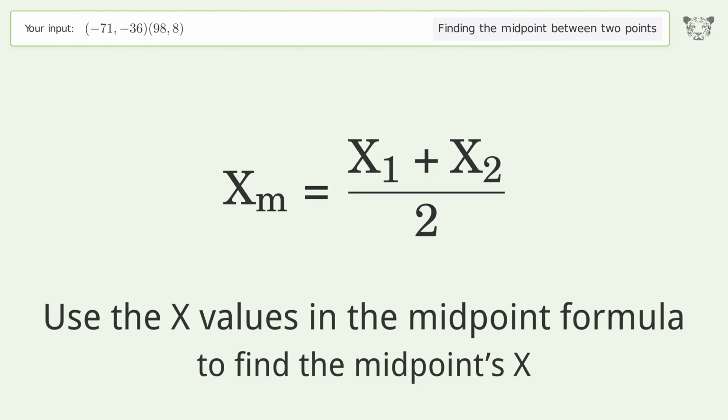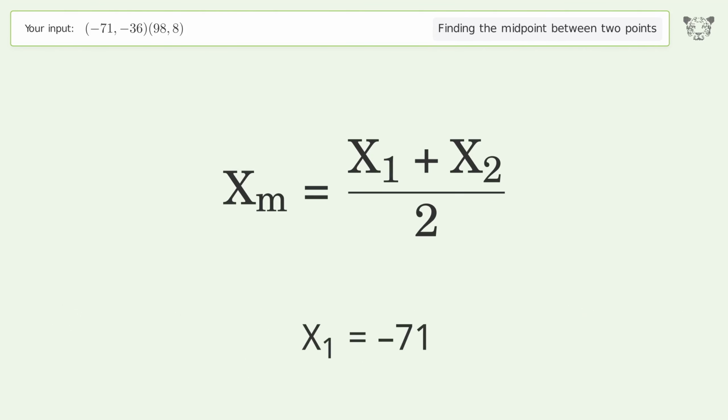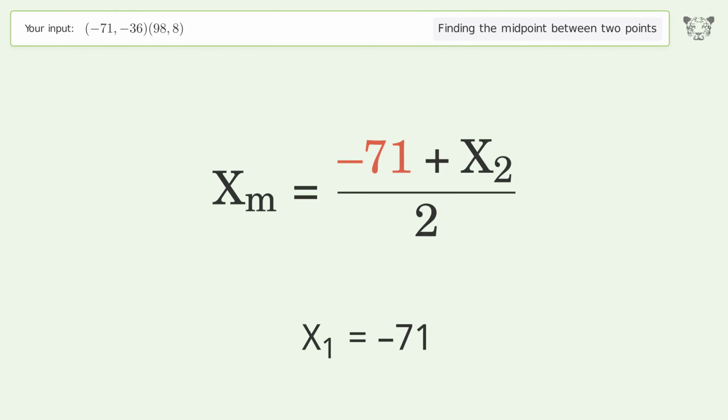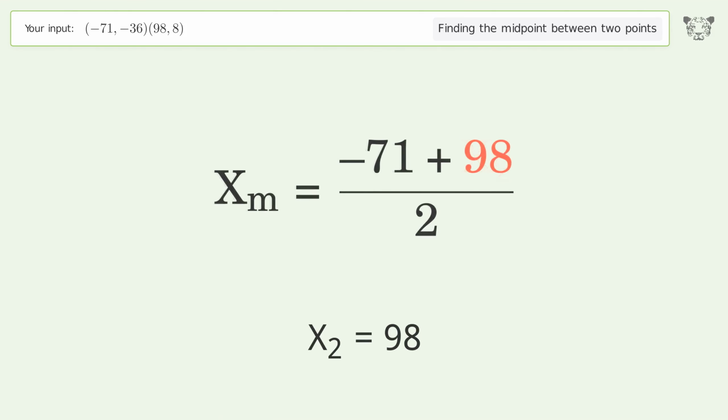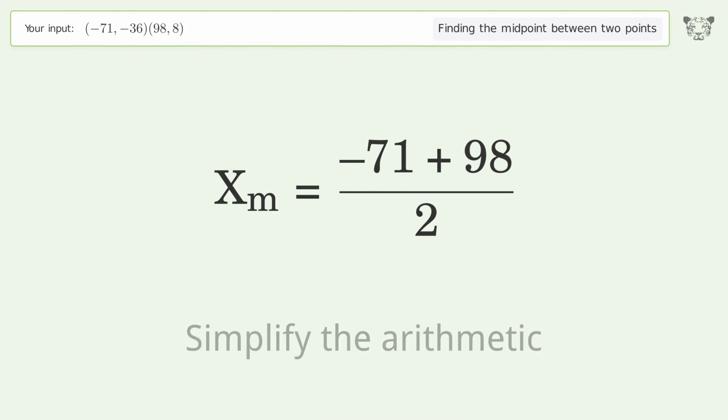Use the x values in the midpoint formula to find the midpoint's x. x1 equals -71. x2 equals 98. Simplify the arithmetic.